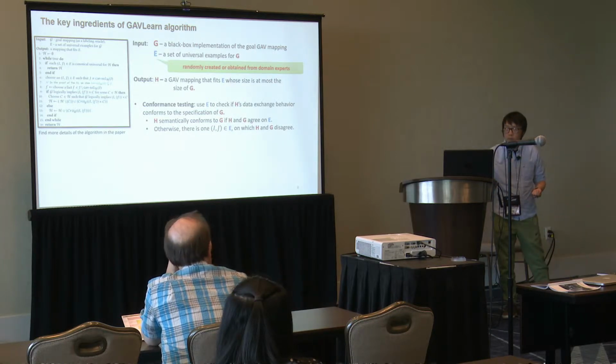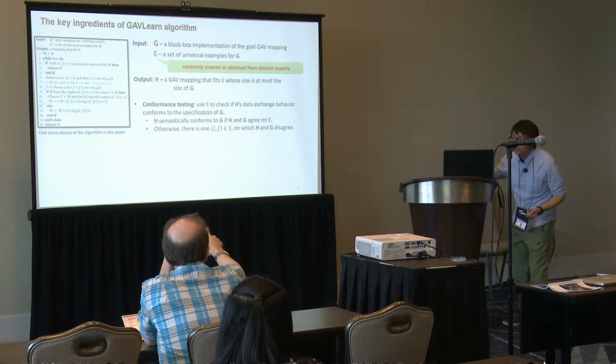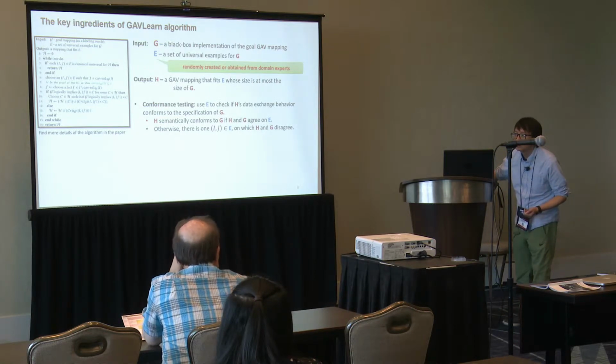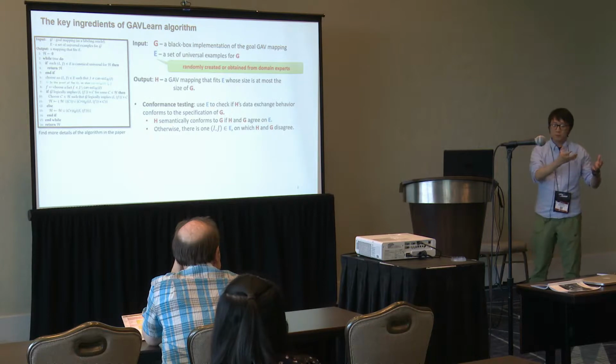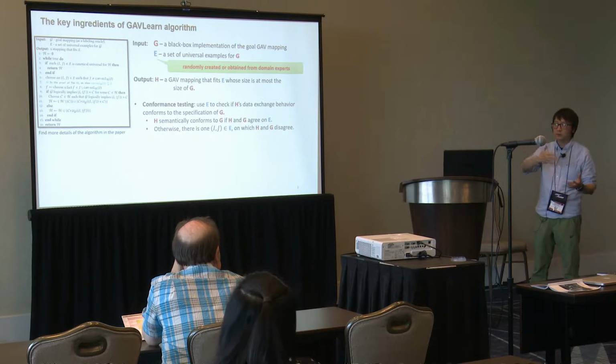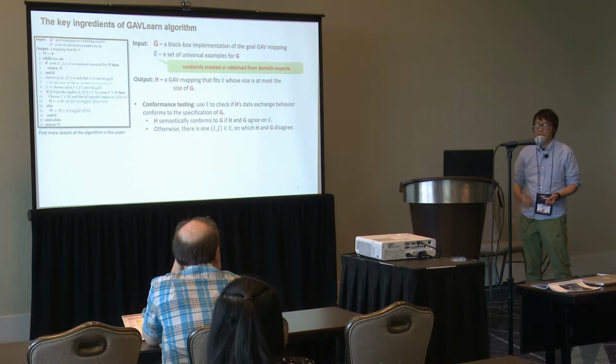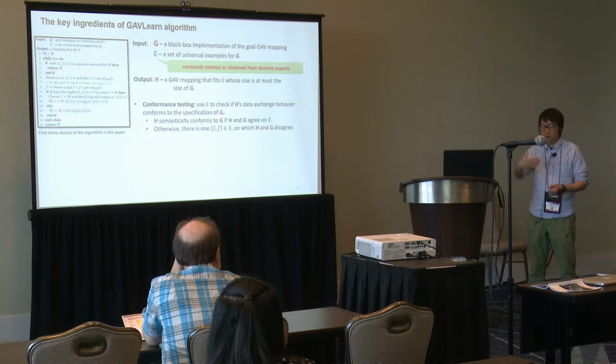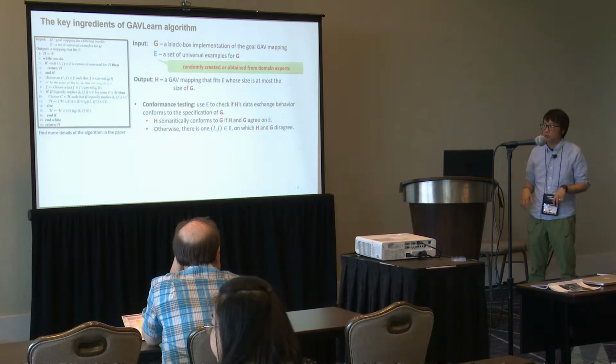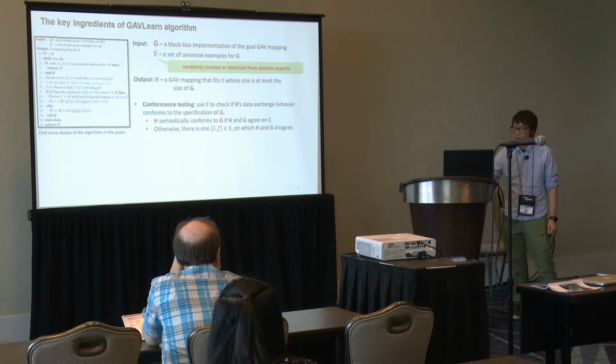I'm sorry? What would it mean for H and G to disagree on this example? So the set E contains a set of universal examples. For each of them, we can chase the source instance with respect to the two schema mappings to see whether they generate the same target instances. If they generate the same target instance in all the cases, then we think H semantically conforms to G. So this is the conformance testing.